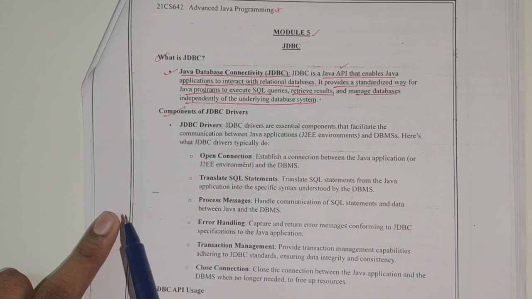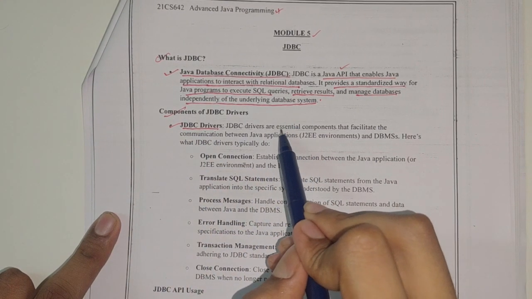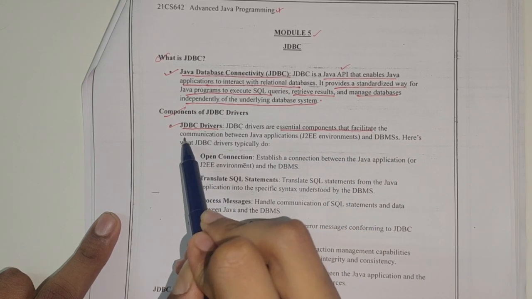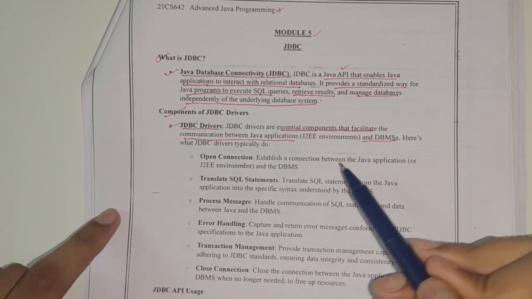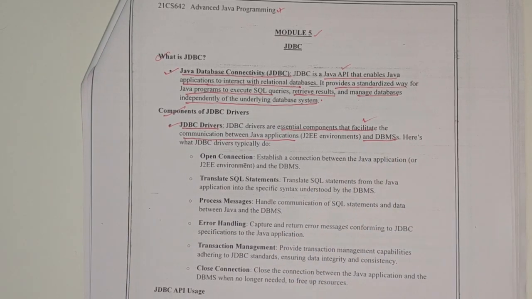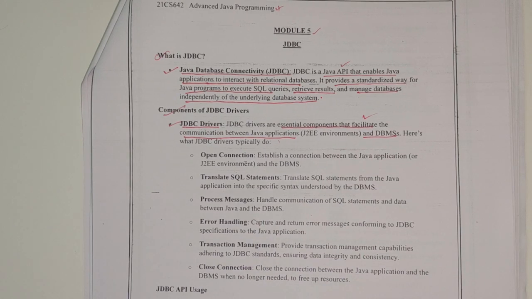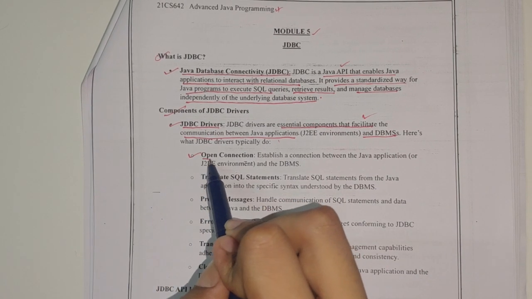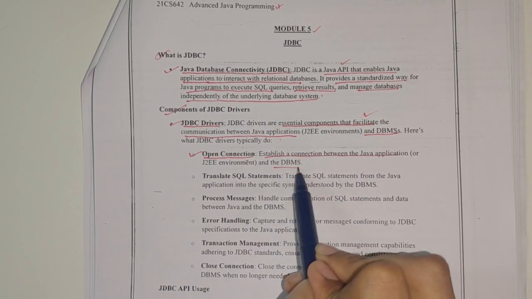We have the components of JDBC. First is the JDBC drivers. JDBC drivers are the essential components that facilitate the communication between the Java applications and the DBMS. So this is nothing but it will facilitate the communication between my application and the DBMS. So what do the JDBC drivers actually do? First we have the open connection. That means it establishes a connection between the Java application and the DBMS.